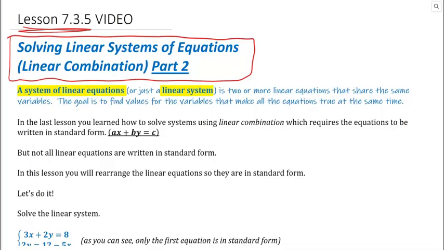Remember, a system of linear equations, or just a linear system, is two or more linear equations that share the same two variables, and the goal is to find the value for those variables that make all the equations true at the same time. Now, in the last lesson, you learned how to solve systems using linear combination or elimination, which requires the equations to be written in standard form. Standard form: ax plus by equals c.